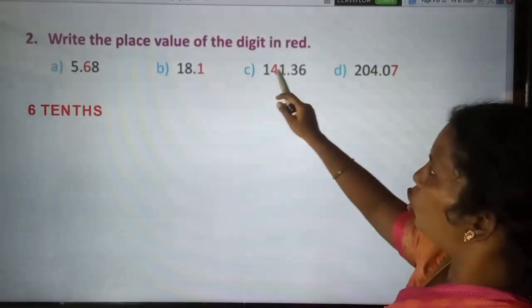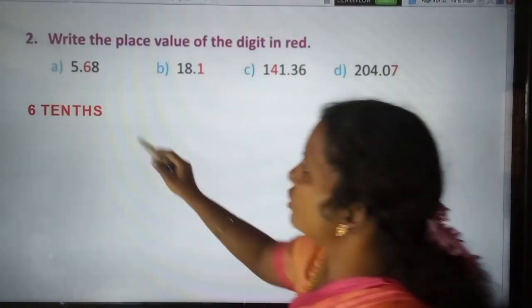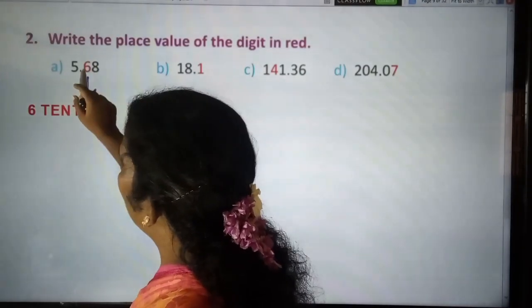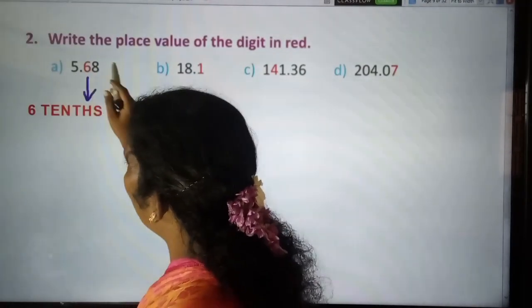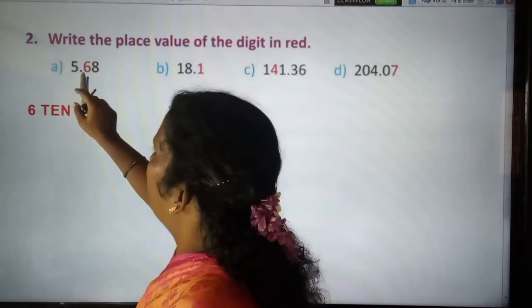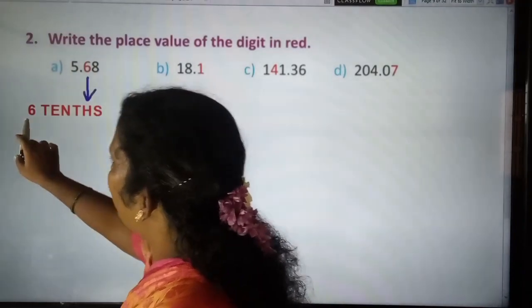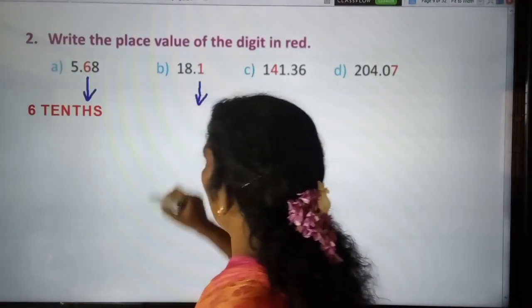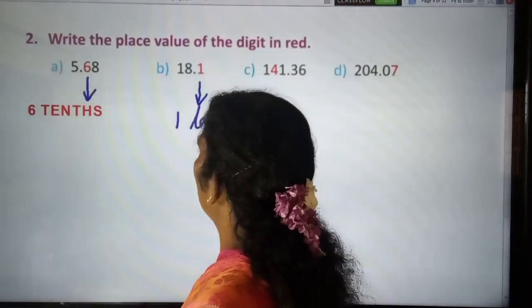Write the place value of the digit in red. They ask us to write the place value, children. See, what is the place value for this 6? The place after the decimal point, what do we call it? Tenths. Next, hundredths. This 6 is next to the decimal point, so we can write this as 6 tenths. Here for 1, how can we write, children? 1 tenth.